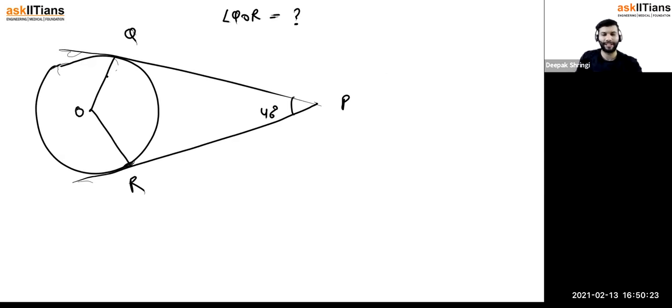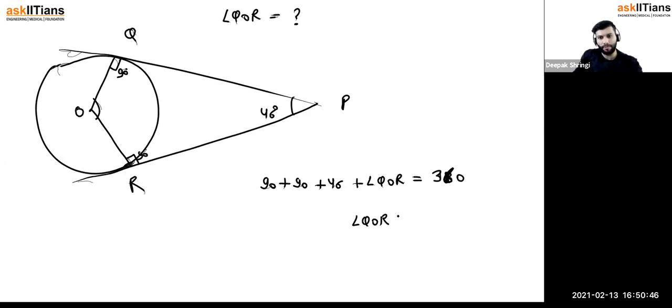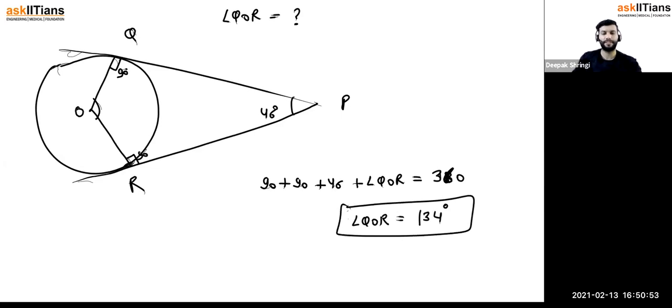Well done. It's absolutely correct, guys. It's very simple, right? Because we just learned that this is going to be 90 degrees, and this is also going to be 90 degrees. Now this is remaining. So 90 plus 90 plus 46 plus angle QOR is 360, right? Not 180, 360. So your angle QOR would be equal to 134 degrees. Got it? Any doubt about it? It's clear, right? Let's move forward then.